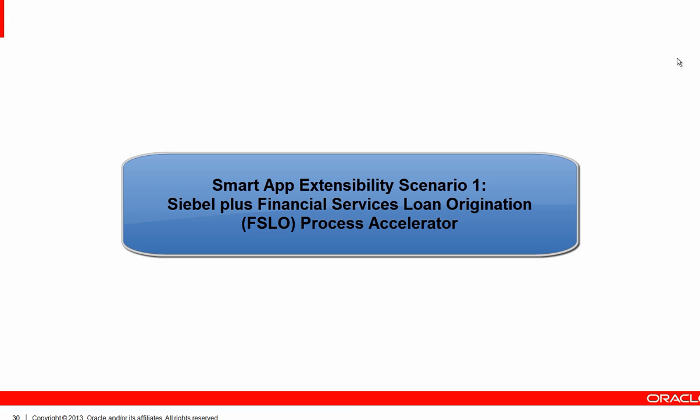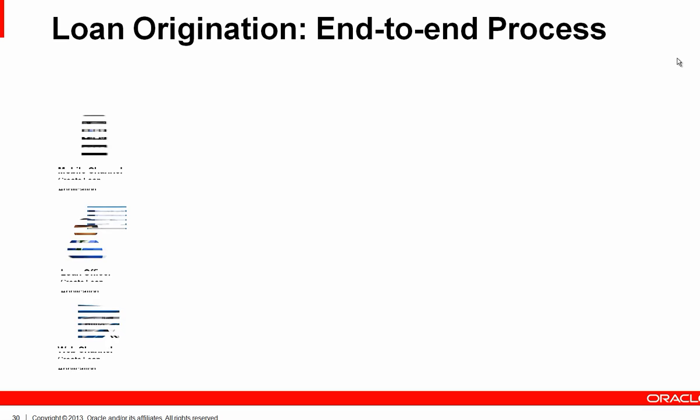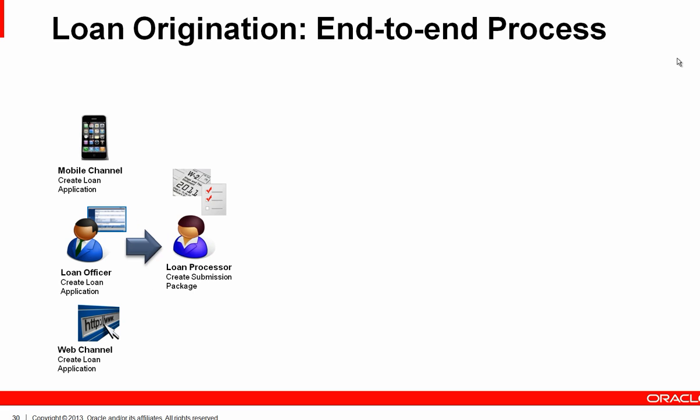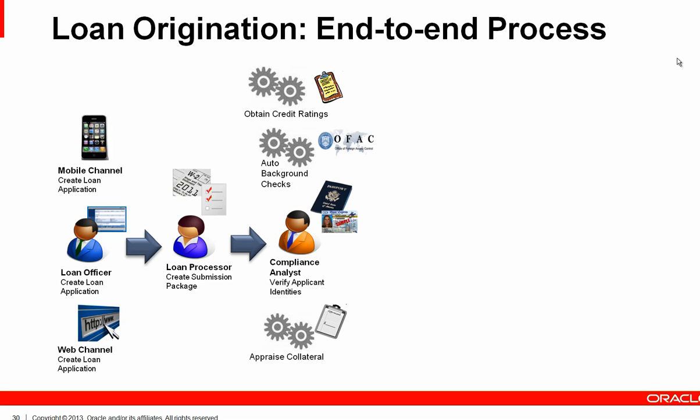The best way of understanding smart extensibility is actually to see it. Let's start with the loan origination process. It's a complex process that in many banking institutions involves many roles, like, for example, a loan officer that will start and collect all the data for the loan. A loan processor that will collect all documents from the customer and create a submission package. A compliance analyst that will verify the applicant's identity. This is due to regulations, KYC, that prescribe the checks and balances that need to be done by different roles.